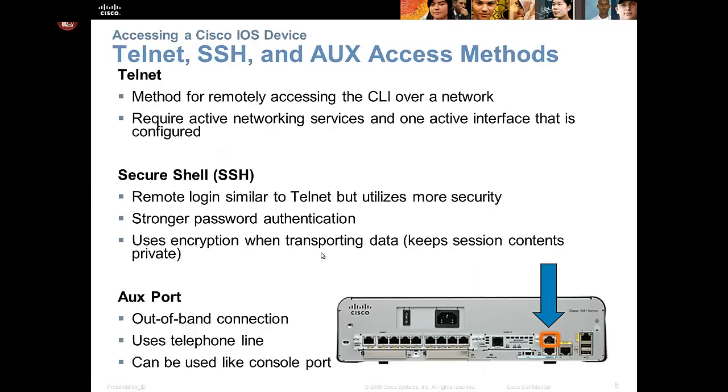Telnet, SSH, and auxiliary. Telnet access. It's a method for remotely accessing the CLI or command line interface over a network. It's going to require active networking services and one active interface that's been configured. The secure shell, SSH. It's a remote login similar to Telnet, but utilizes more security, stronger password authentication, and uses encryption when transporting data. This keeps your session contents private.